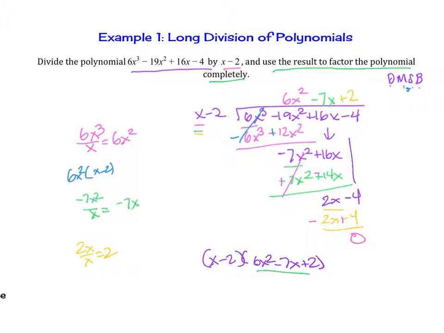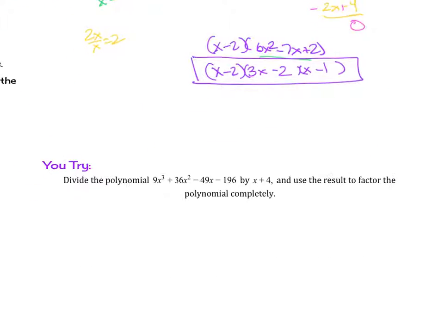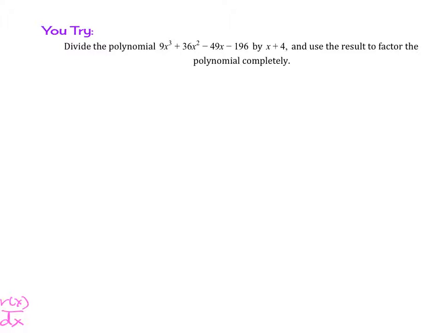Now it did ask us to use a result to factor the polynomial completely. So this 12, that adds to negative 7, so that is factorable. So let's factor it completely. X minus 2, this factors 2, 3x and x. And this is negative 2 and a negative 1. So this is factored completely. So I want you to go ahead and try this example below. Pause the video, and when you come back, I'll have the answer for you.